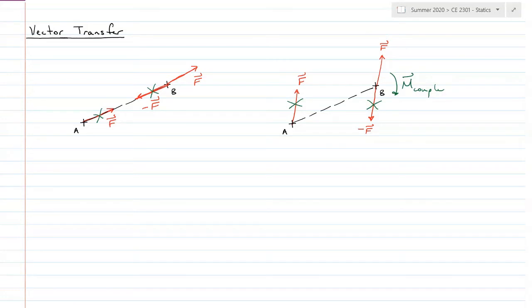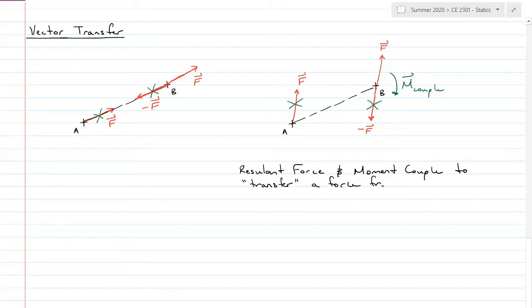So what we have learned here is I can find a resultant force and a moment couple to transfer a force from one location to another. And this is the concept that I'm going to be using for rigid body equilibrium a couple lectures from now.